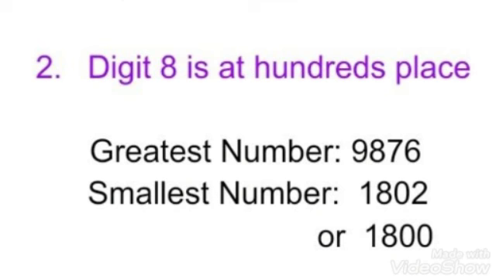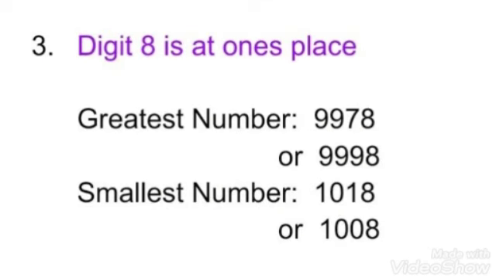Okay. What is the condition here? 8 is at the ones place. So the 8 should be at the last. Okay, ones place. Therefore the greatest number is, I have taken 9978. Also you can write 9998 or 9948, 9978, like this you can write. The smallest number is 1018 or 1008 or 1118. Like this you can try it. 1218. You can write any other way, smallest and greatest number, but the greatest should start with 9.